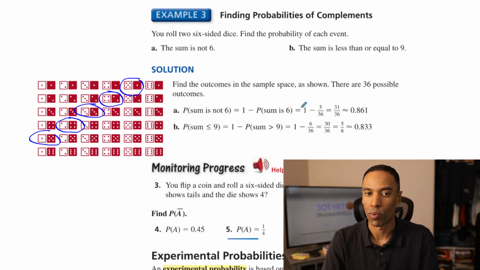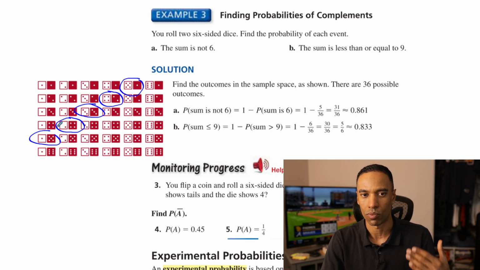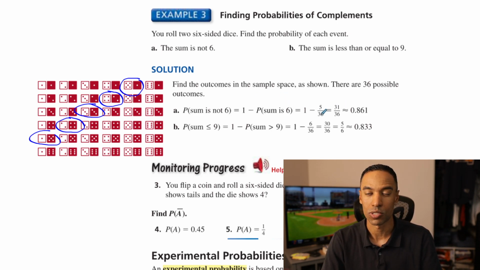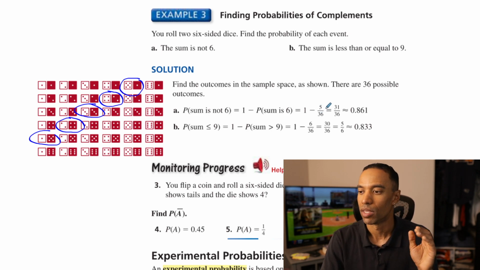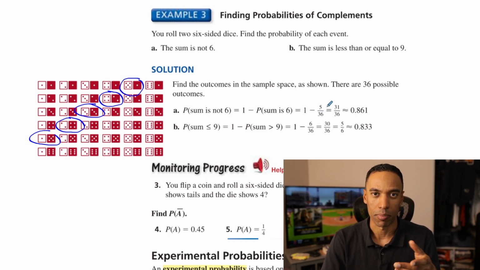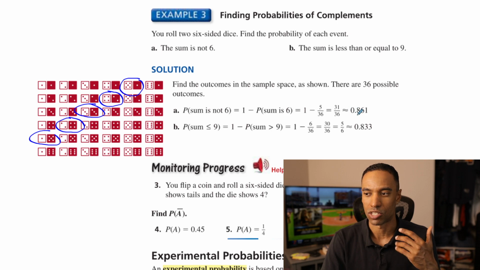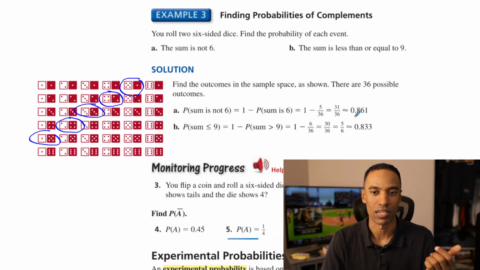That must mean there are 31 different ways you can get a sum that's not 6. Because this sum is 2, this sum is 8, this sum is 9, this sum is 12, things like that. These are the only ones that have 6. So 5 out of 36 odds to get a sum of 6. Not odds, excuse me, probability. 31 out of 36 probability to get a sum not 6. That's around 86.1%. This time they wrote the decimal.